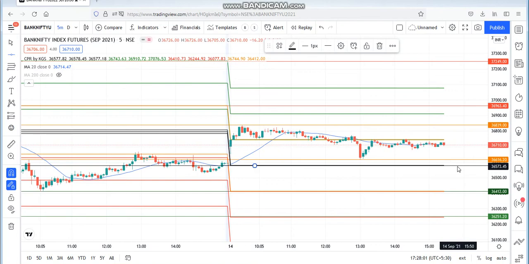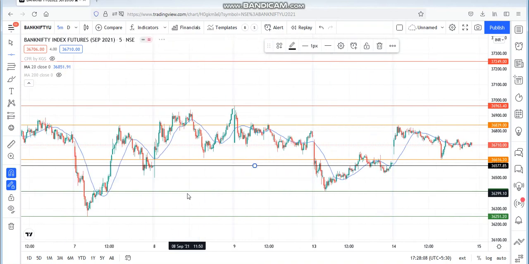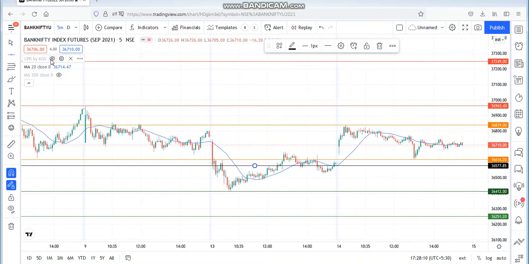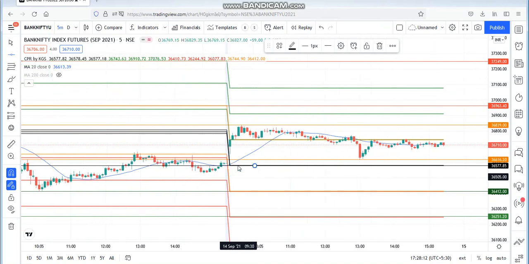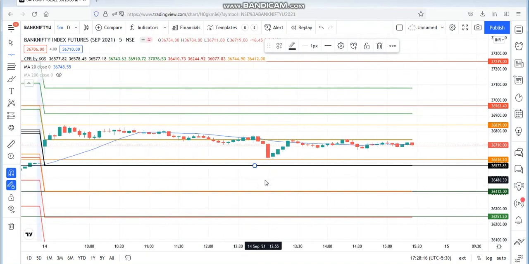And next one is turning point. I am minimizing the things. Is there any turning point here? No, there is no turning point. Okay, so now we have made important levels on both the charts, Nifty and Bank Nifty.